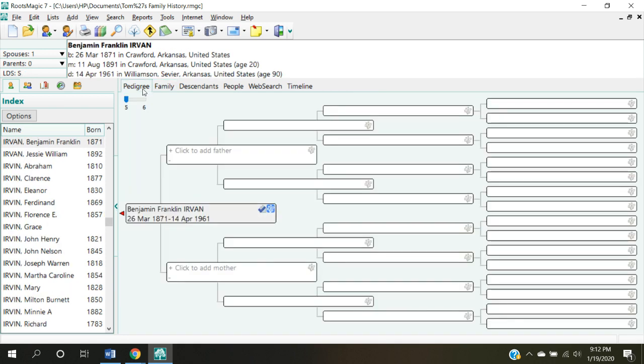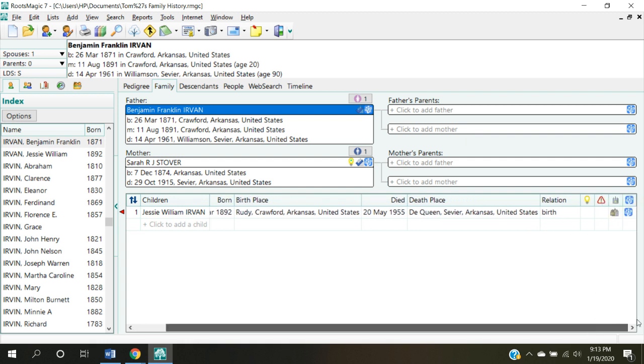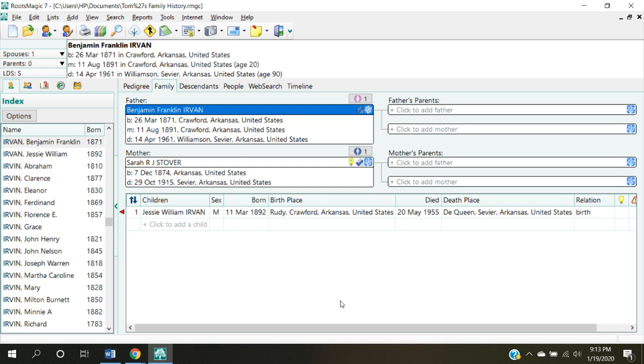We'll go to his pedigree chart. Notice he's in the same situation. We don't have in our pedigree chart here any more information but that. Then we have Jesse William, who's their son. So I think I'm going to take Sarah Stover and try to find her parents first.